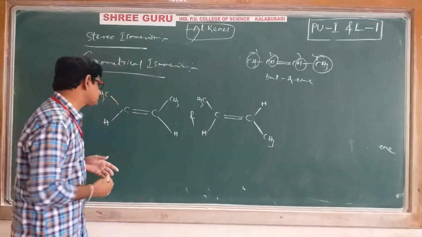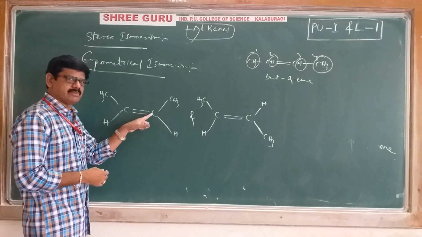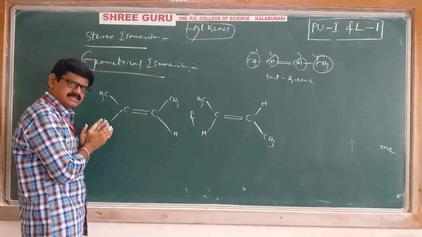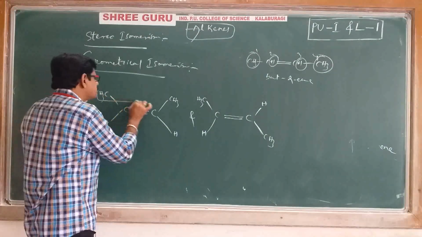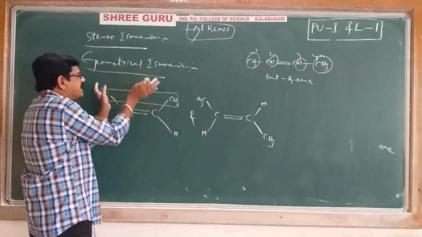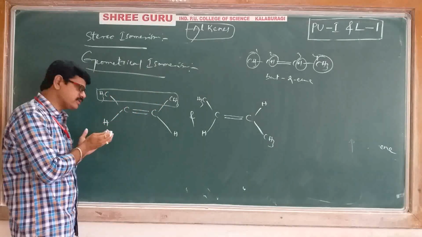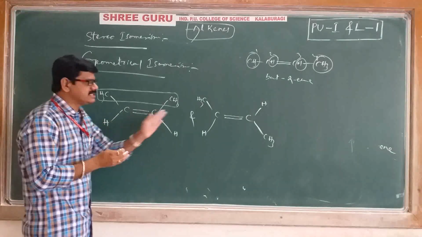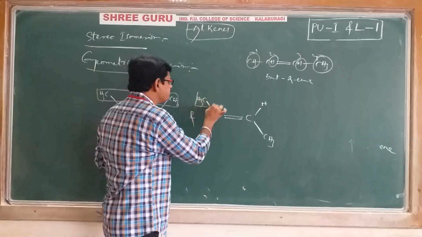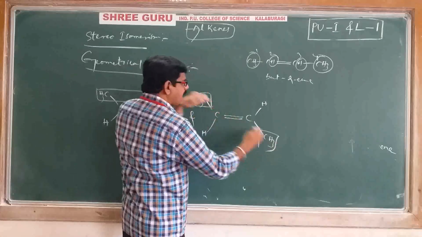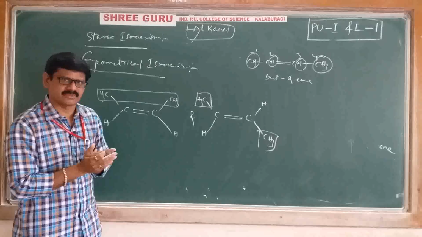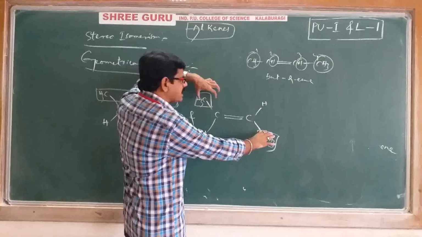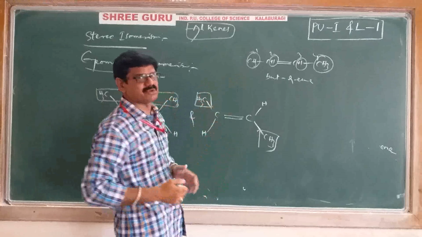Okay, first, this double bonded carbon, which groups are attached? Here methyl, hydrogen. In the first structure, see carefully, both methyl groups, both similar groups, are placed at one side of the double bond. And of course, both similar hydrogens are also placed at one side of the double bond. In the second structure, both similar groups are placed on the opposite side of the double bond.